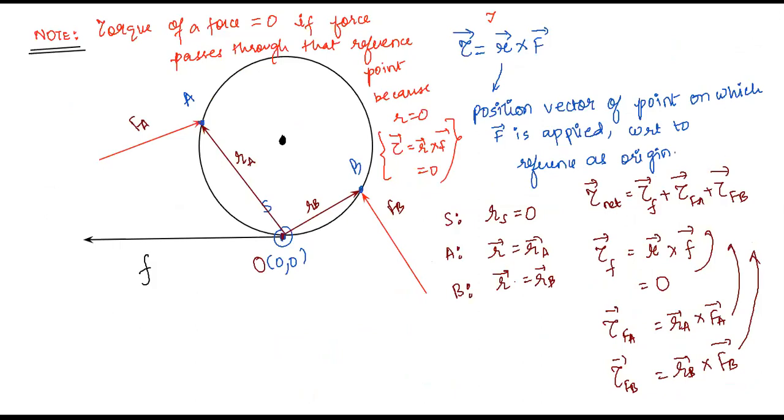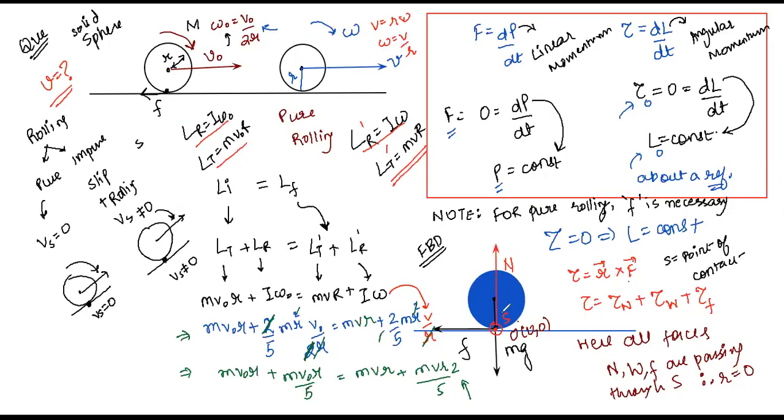Therefore, in this special case, normal reaction, friction, and weight all are passing through that point of contact. Therefore, the net torque is zero. If the net torque is zero, what has to be conserved? If the net torque is zero, then angular momentum is conserved. So angular momentum is constant. Initial angular momentum is equal to final angular momentum.